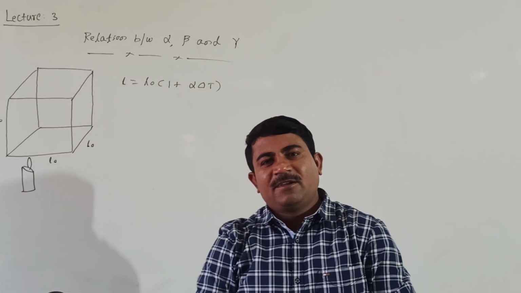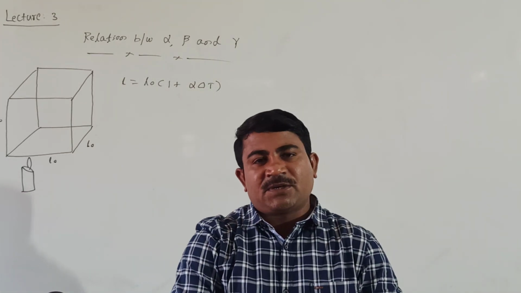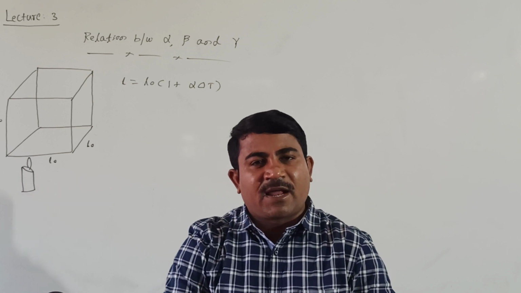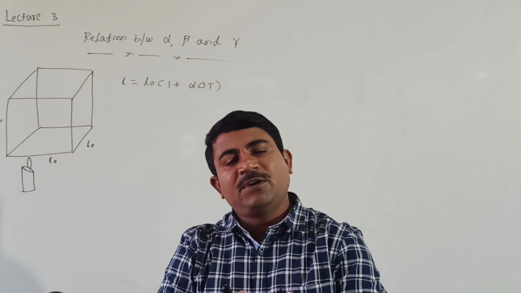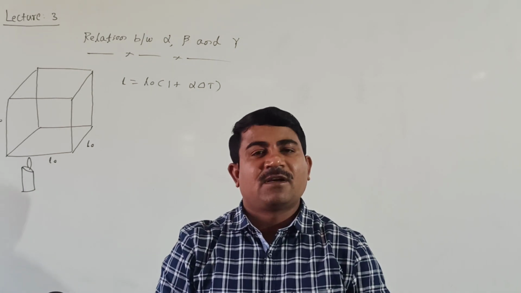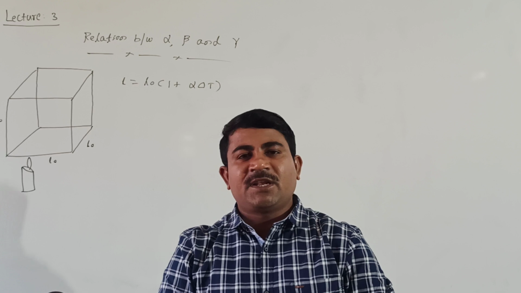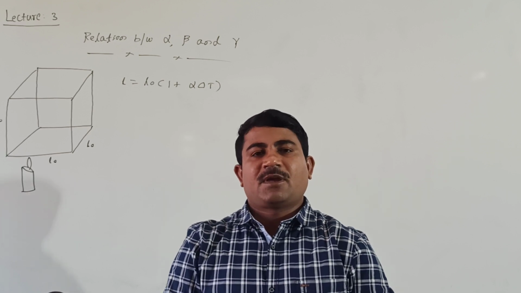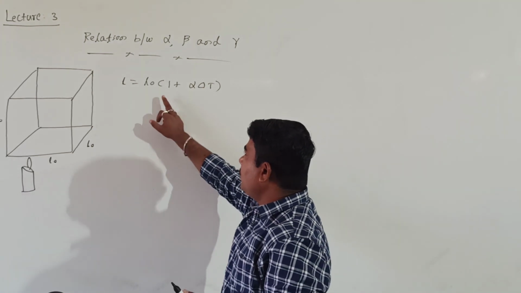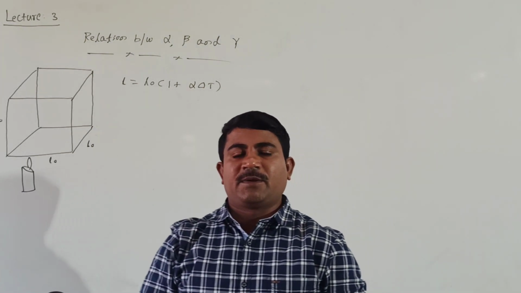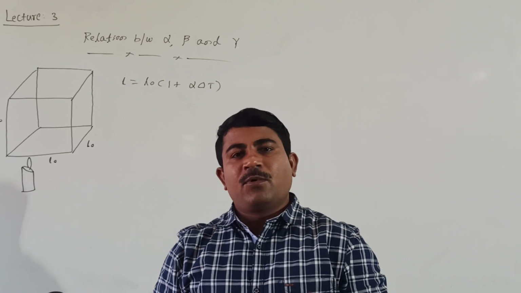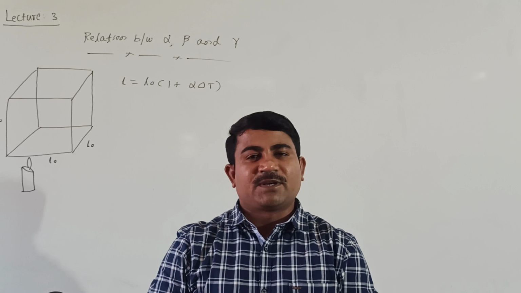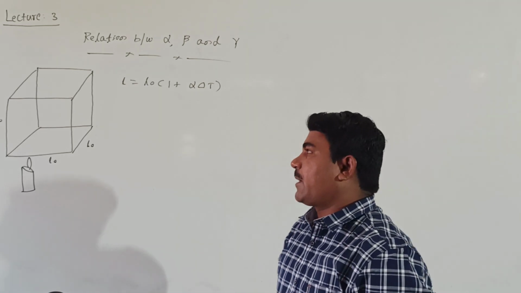Alpha is the coefficient of linear expansion for a given solid. As I said, it lies from 10 raised to minus 5 to 10 raised to minus 6 per degree Celsius, and it depends only on the nature of the material over a wide range of temperature. As the temperature increases, the length increases, and it is different for different materials. Right, students? Now in this case what happened?